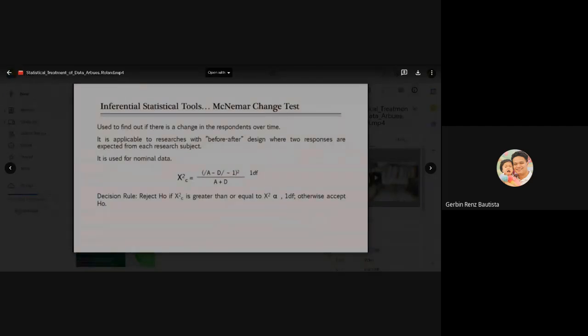The formula is chi-square equals the absolute value of a minus d, minus 1, squared, all over a plus d, at 1 degree of freedom. And the decision rule for a McNemar change test is to reject the null hypothesis if the chi-square is greater than or equal to chi-square alpha at 1 degree of freedom. Otherwise, accept the null hypothesis.